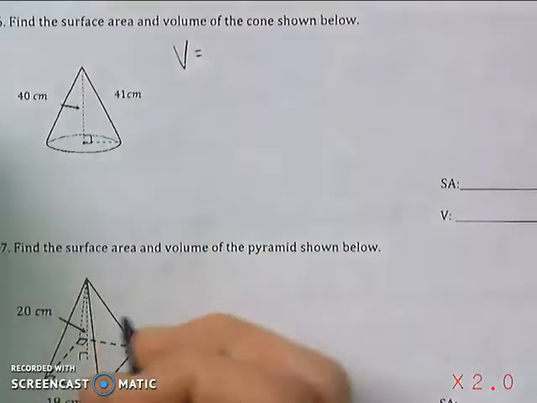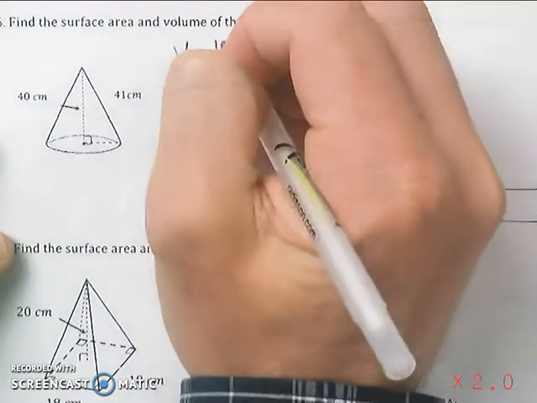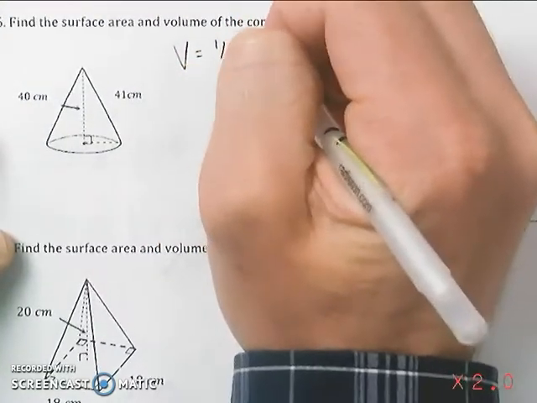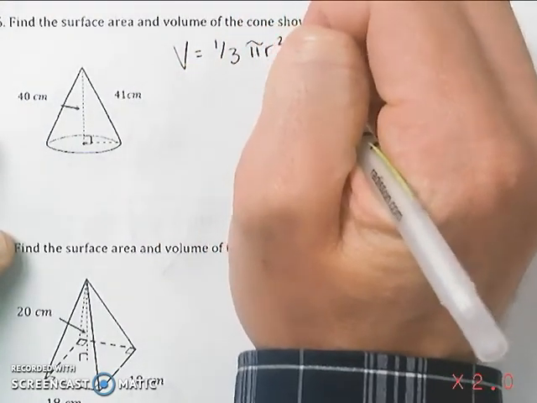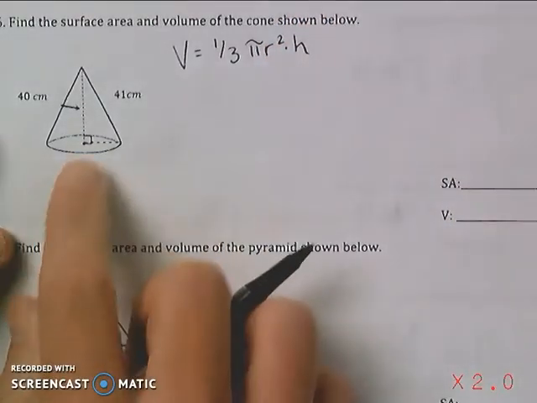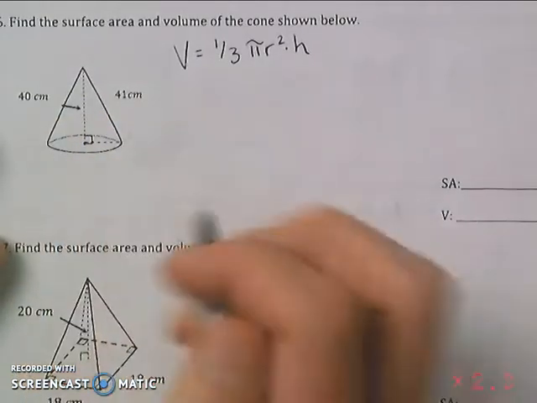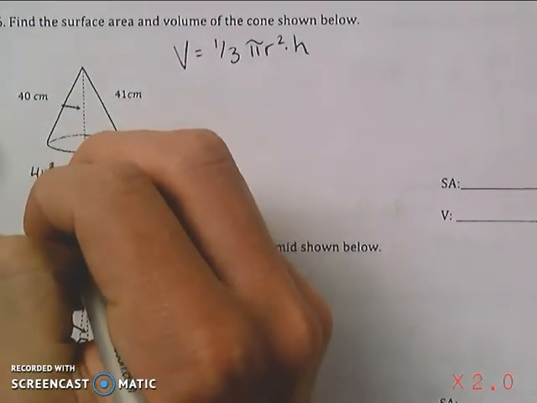Okay, in volume, when we're talking about a cone, our volume's cut into a third, and we get pi r squared times the height. Our radius here, we don't know the radius. I have 40, I have 41, but I don't know the radius, so I have to use Pythagorean's theorem again.